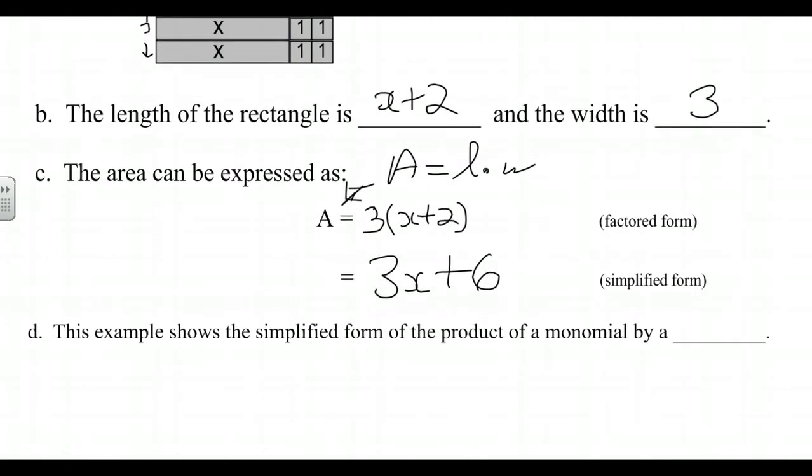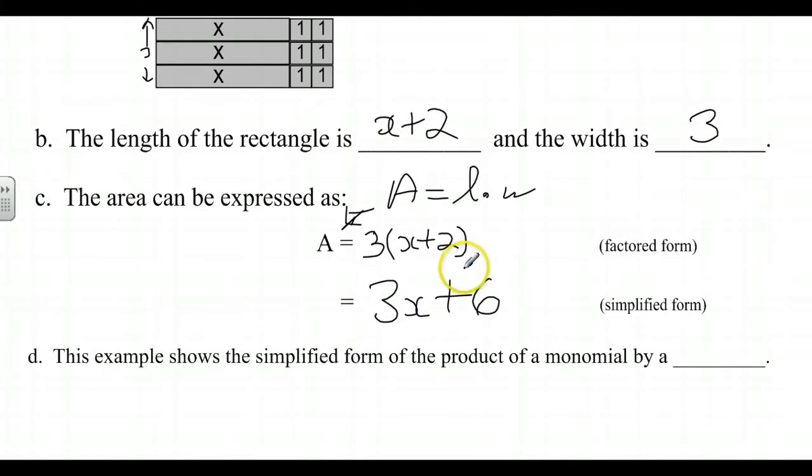This example shows the simplified form of the product of a monomial, one term, by a binomial, two terms. So monomial, one term, binomial, two terms.